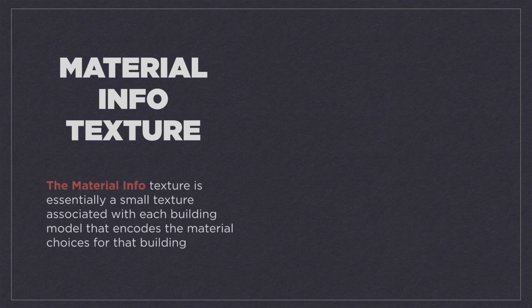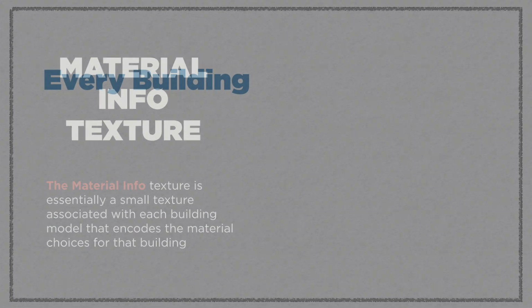Now, there's a final asset packed up with each building model that ties the various elements we've talked about together. And that's the material info texture. The material info texture is essentially a small texture associated with each building model that encodes the material choices for that building. So my understanding is that this is simply a data file, so there is no image for me to show. This is the file that Oppie's tool or SimCity pack will need to write to translate the decisions that building creators make about where materials go and what colors are assigned to them into data that SimCity can understand.